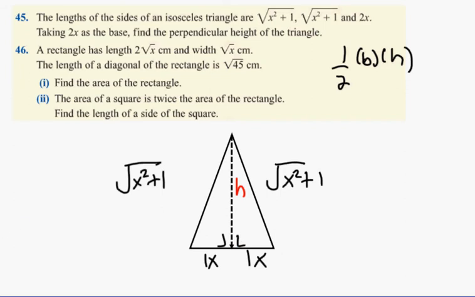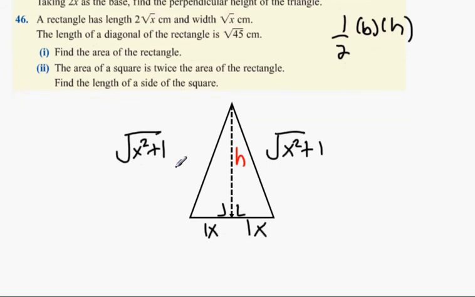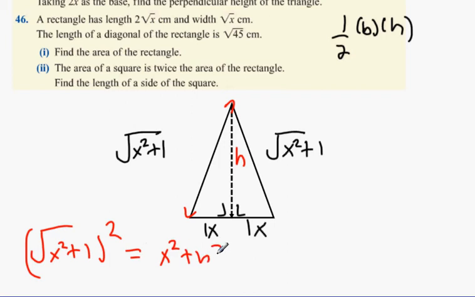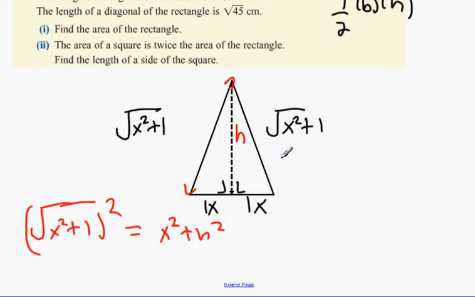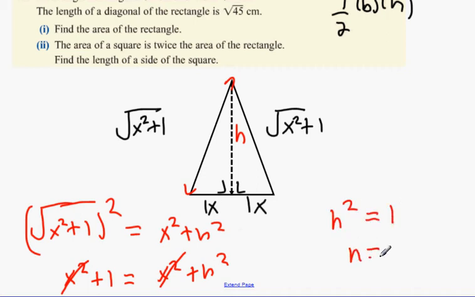And Pythagoras' theorem is this. The longest side, which is root x squared plus 1, squared, equals the two shorter sides squared and added together. So it's going to be x squared plus h squared. Square that out. Anytime you square a square root, it gets rid of the square root. So we're going to end up with x squared plus 1 equals x squared plus h squared. The x squareds cancel off both sides. Then we get h squared equals 1. H therefore equals 1. So the height of the triangle is 1.